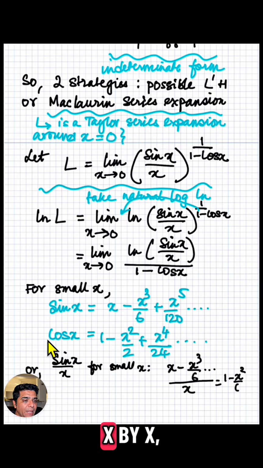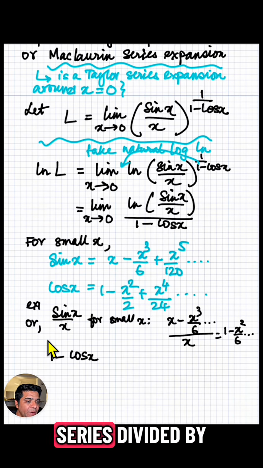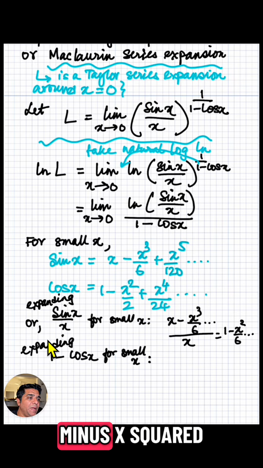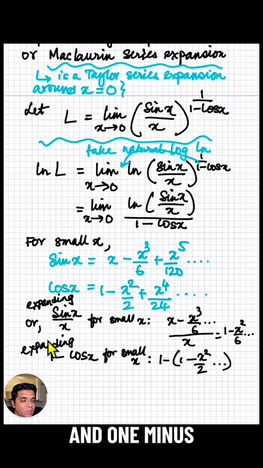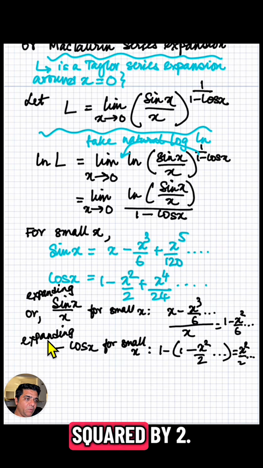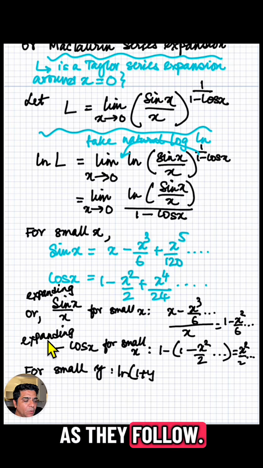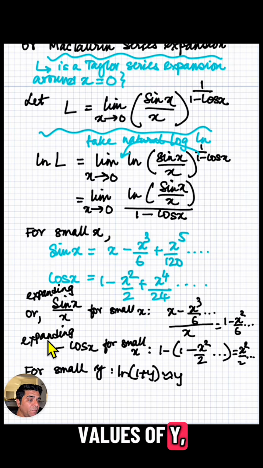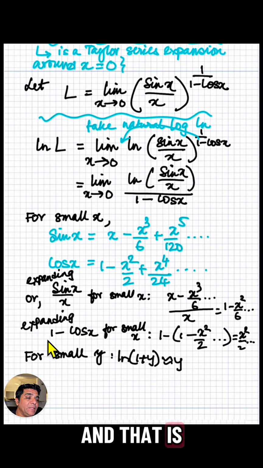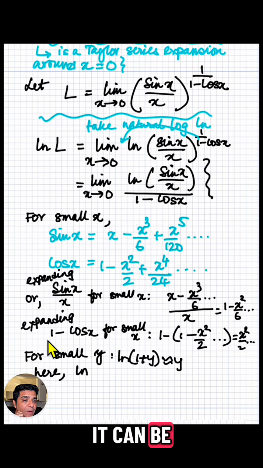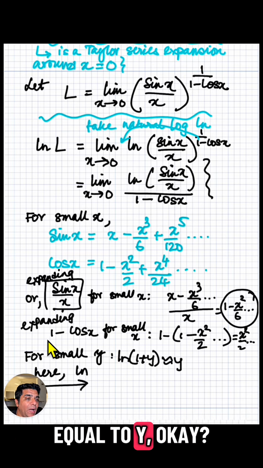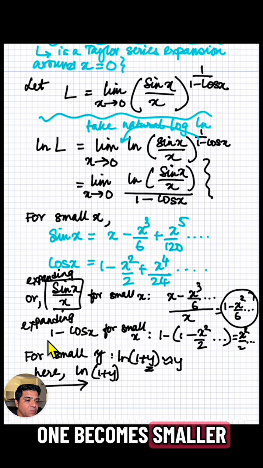And now when we have sin x over x, we divide our series by x, so it becomes 1 minus x squared over 6 and so on. And for 1 minus cosine of x, the ones get cancelled, it becomes x squared over 2 and the higher order terms follow. Now for one other thing, for small values of y, we have ln(1 plus y), and that can be written as approximately equal to y, because the higher order terms become smaller and smaller.